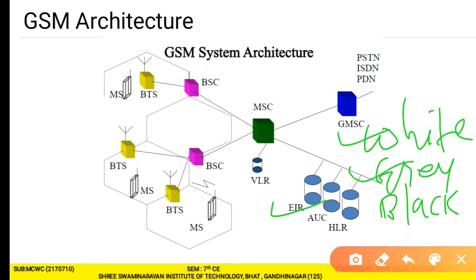Then the grey list also checks the IMEI under the scanner, the list of suspected mobiles under observation. While the functionality of the blacklist provides the prohibited IMEI numbers, the list of mobiles for which service is barred. Okay, so these are the functionalities of the whitelist, grey list and blacklist of the EIR.